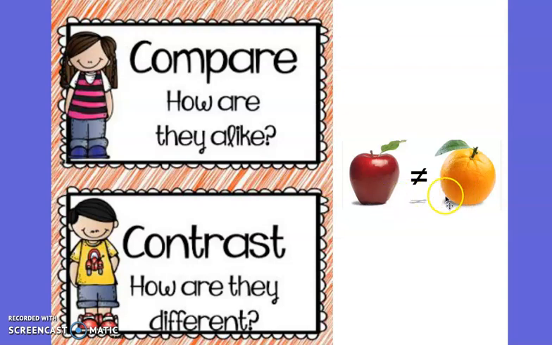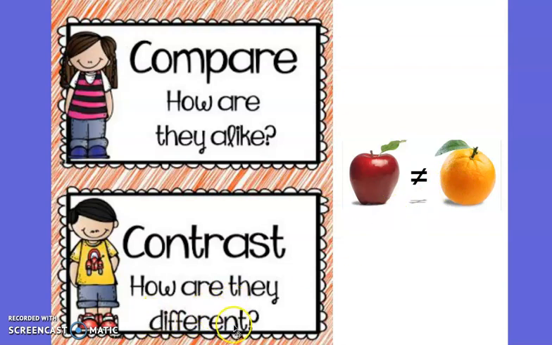What do we have? We have an apple and an orange. How are they alike? What do you think? Are they the same? We can say that they are alike because they both are fruits. Is this a fruit and this is a cake? Is this a fruit and this is a vegetable? No, both are fruits. They are the same because they are fruits.